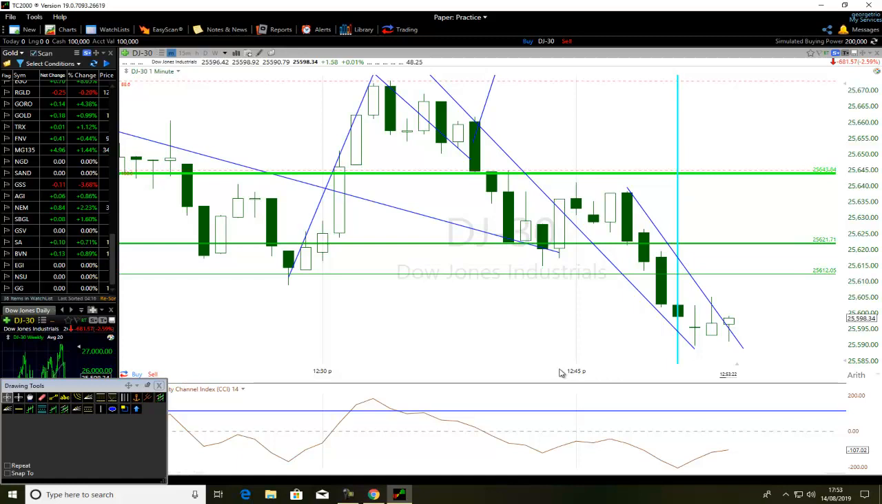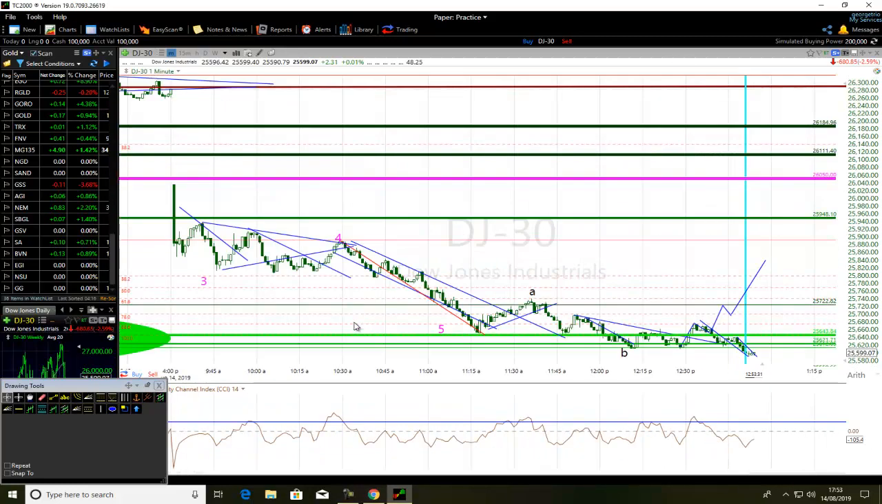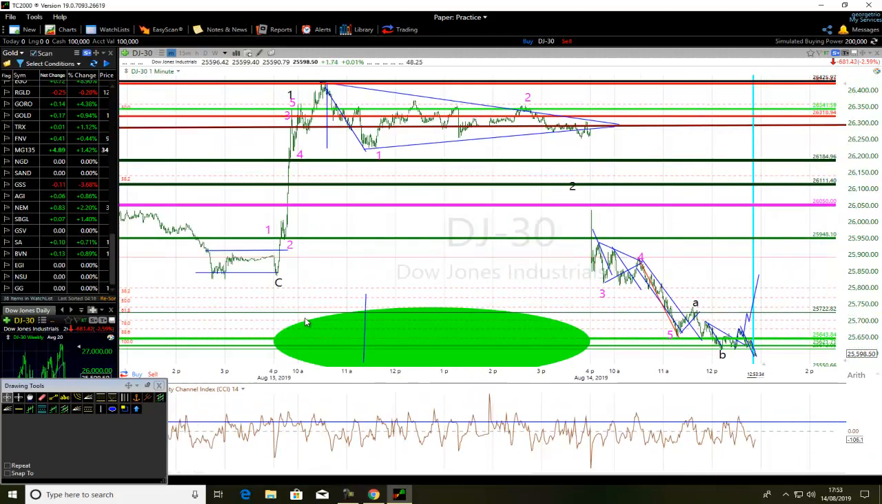I'm waiting for a reversal in this zone, and I will explain it to you later. Apart from my Elliott wave count, do you agree with my wave count or do you disagree? Feel free to disagree, because the price just turned around. This is a speculative Elliott wave count.